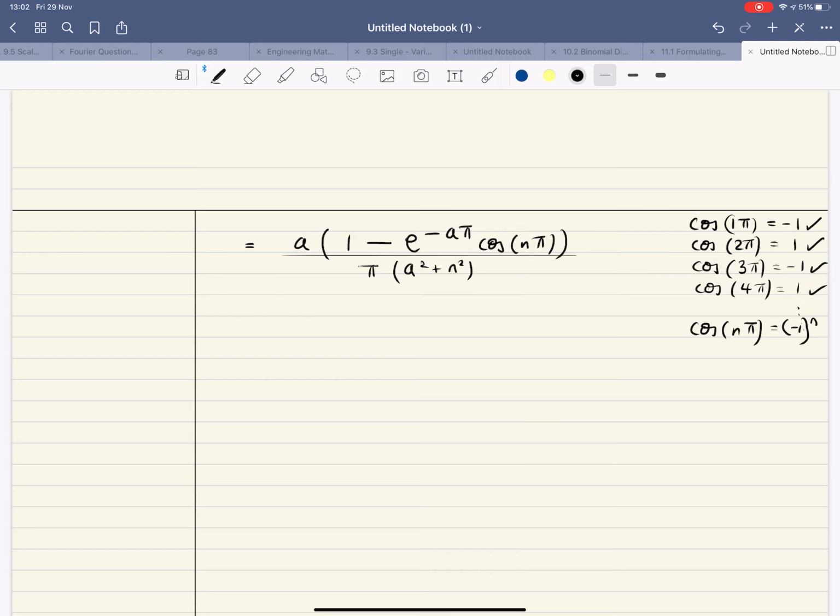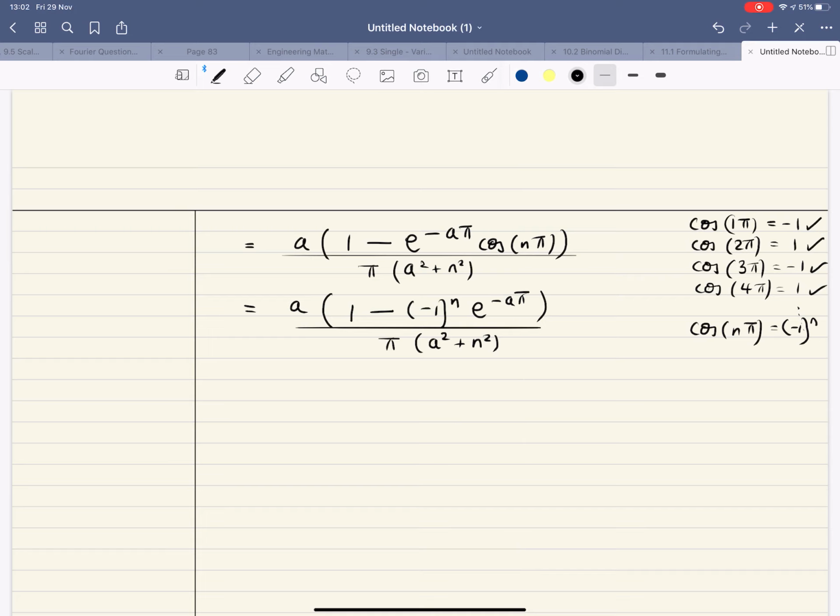So this is going to be a times 1 minus minus 1 to the n e to the minus a pi, all divided by pi times a squared plus n squared. Do you know, I like that tool, but when it does that to me, which it does every time, I forget to put it back. Anyway, I think we're actually there now. I don't think I can simplify this anymore.